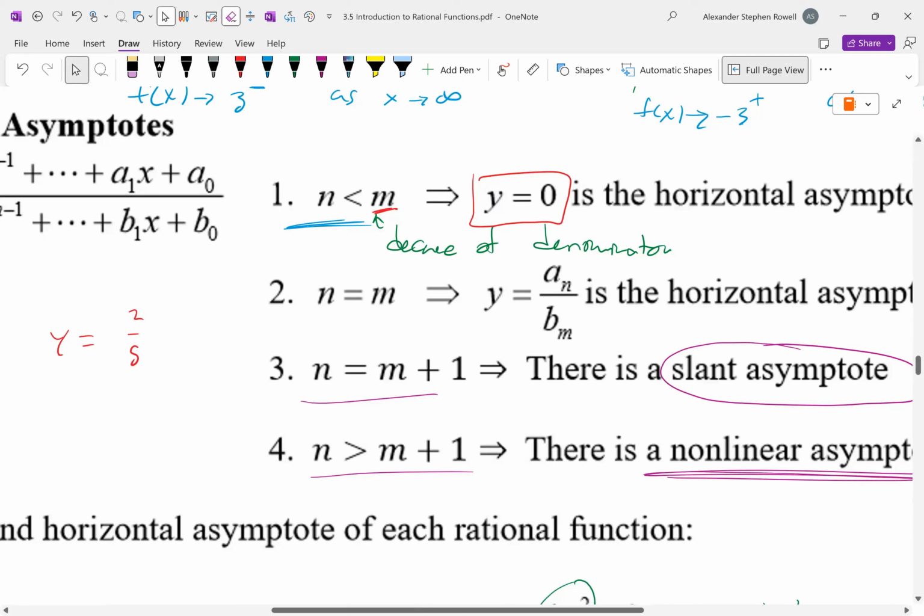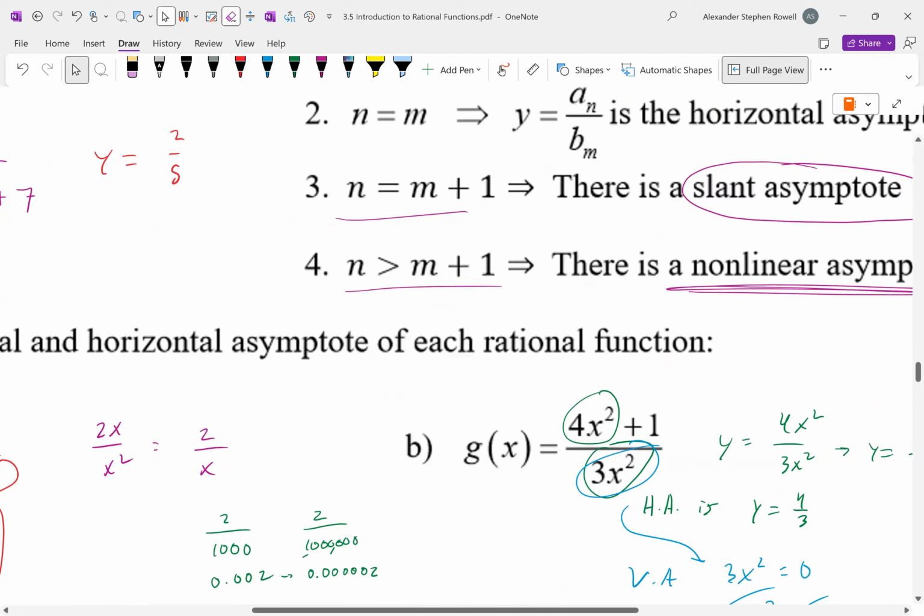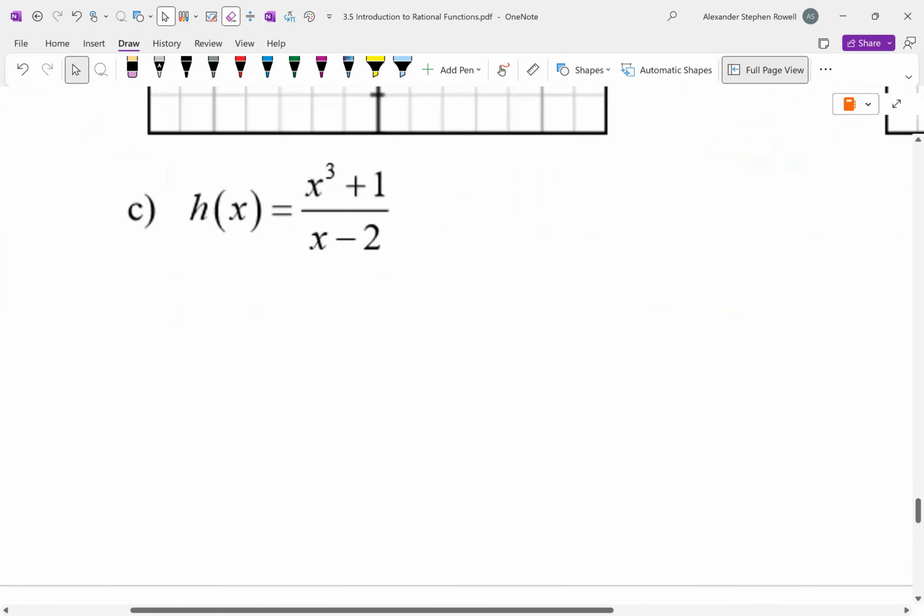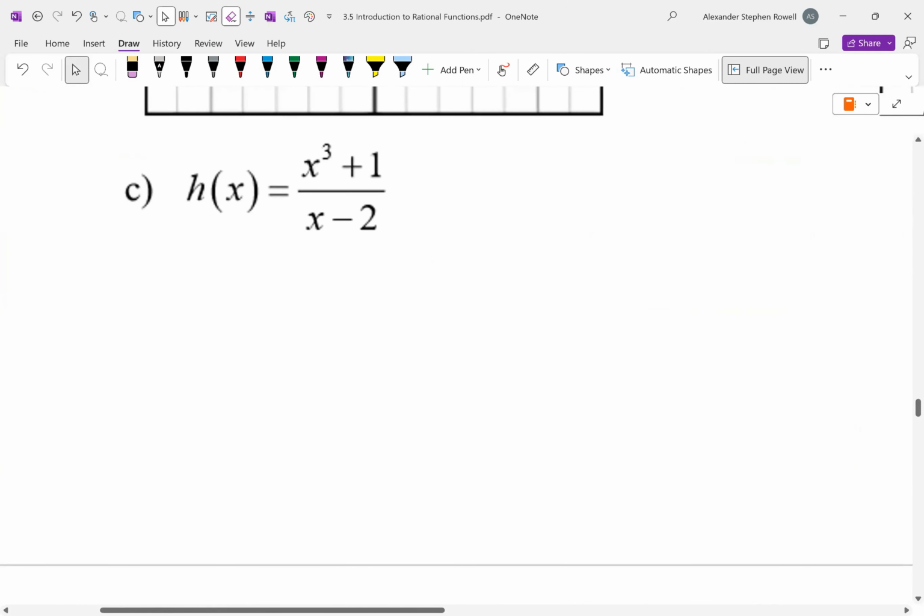Okay, if the degree of the numerator is 1 larger than the degree of the denominator, it's called a slant asymptote. If it's more than that, it's called a nonlinear asymptote. So this one, you know what? Let's do long division just so we see what's happening. And so we practice long division.